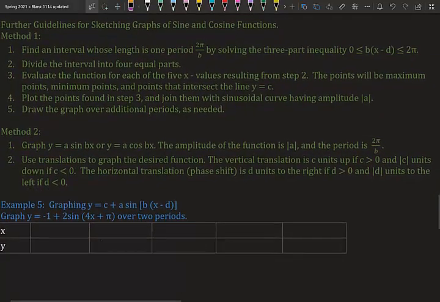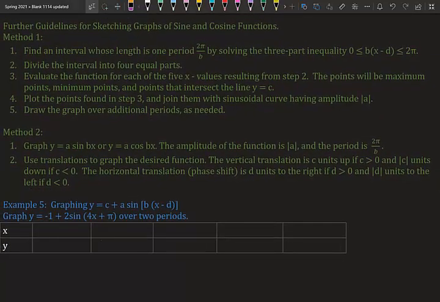Alright, so regardless of what method you're using, here are some guidelines. Method 1, find the interval whose length is 1 period, 2 pi over b, by solving the 3-part inequality 0 is less than or equal to bx minus d is less than or equal to 2 pi. Divide the interval into 4 equal parts. Evaluate your x values. Plot, draw. Pretty much how we've been doing. The only difference is step 1, whether to use this formula or this formula.